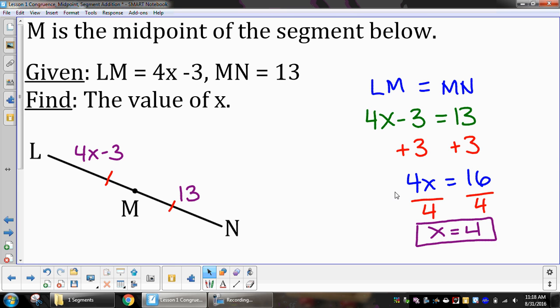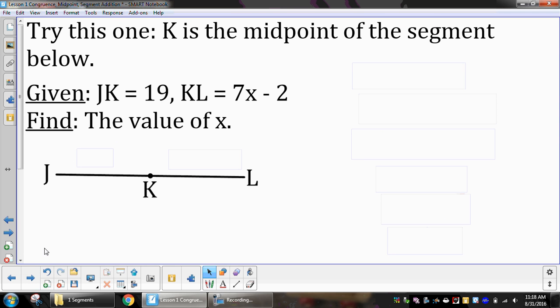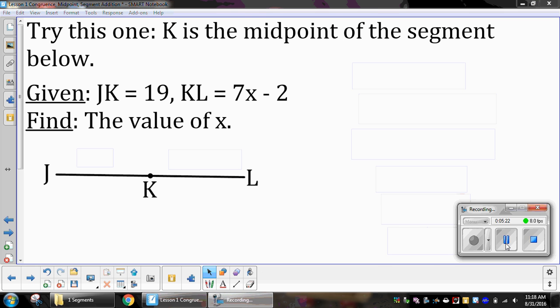I'm going a little quickly through the solving of the equation. If you get stuck solving the equation, make sure you check your work against mine. And also make a little note to yourself and ask me in class why I added 3, or why I divided by 4, or how I set up this equation. So pause the video right here, use the example I just did, and go ahead and try this one.